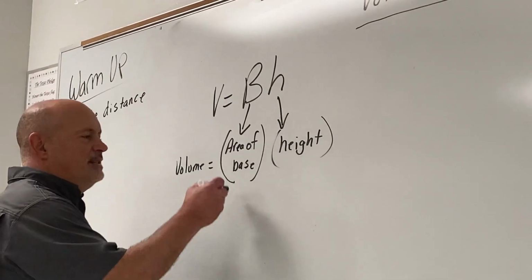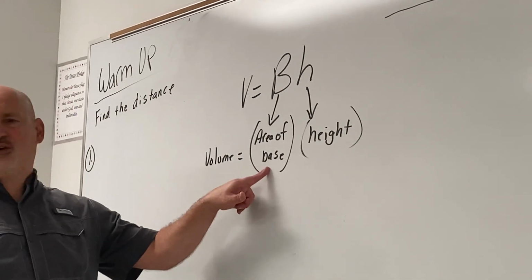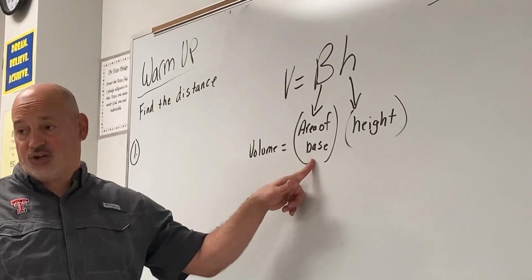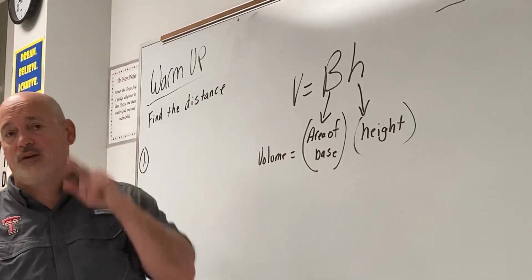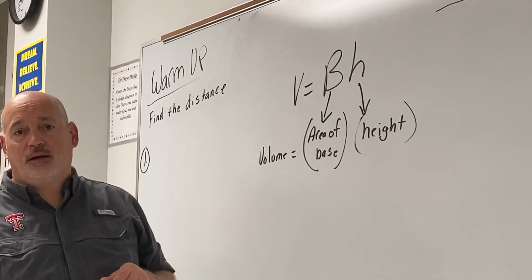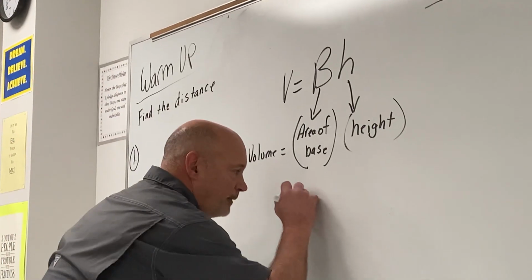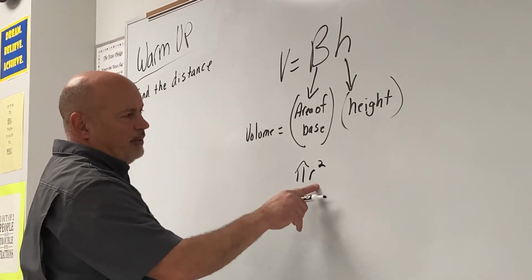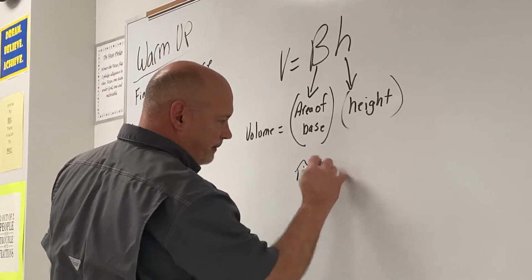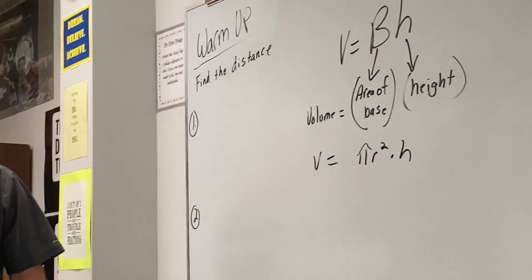All right. Does anybody know the formula for the area of a circle? Because we just said the base is a circle, and now I need the formula for the area of a circle. What is it? Pi r squared. So pi r squared times the height will give you the volume of any cylinder that we need to find.